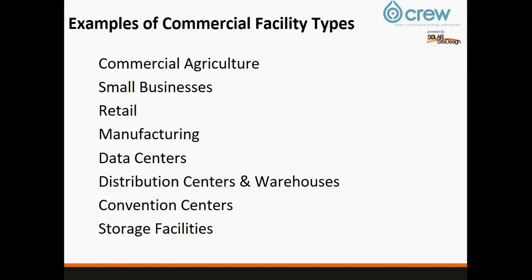I want to next move to a slide that gives you some examples of commercial facilities that would be good to identify as potential solar customers. Commercial agriculture, especially if they have livestock, would be a great option. Small businesses in your local community are also great candidates to reach out to. You'll also want to check out retail properties, manufacturing facilities, data centers, distribution centers, and warehouses are great. Convention centers and storage facilities, even, especially ones that offer climate control, are great candidates. This is just a very small sampling of a list of the types of facilities to look for.